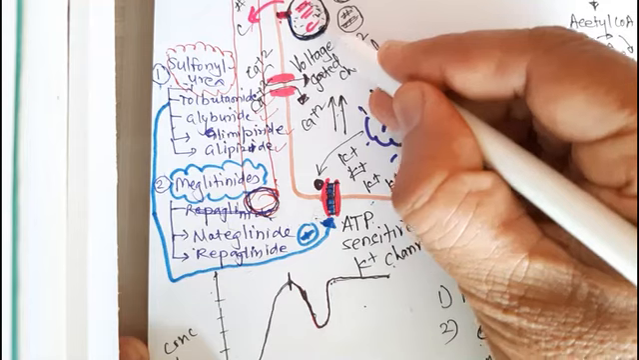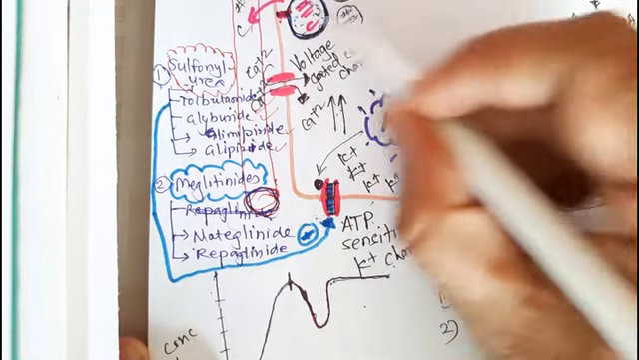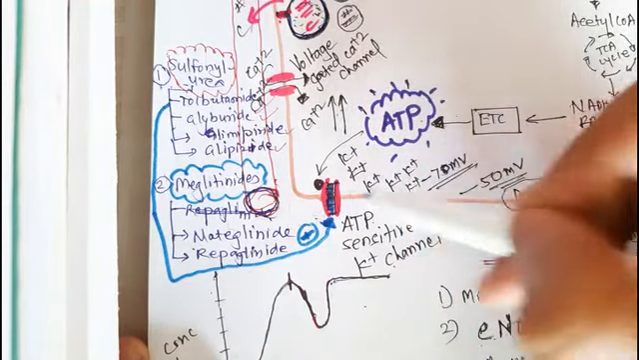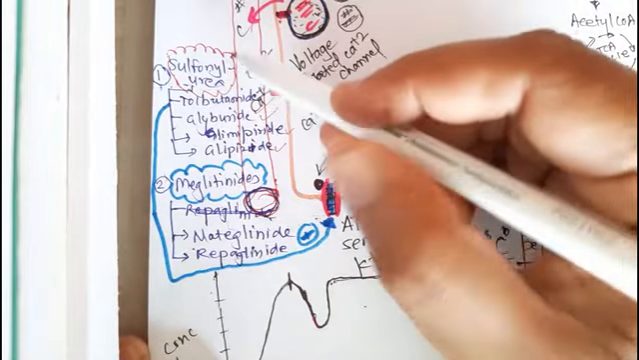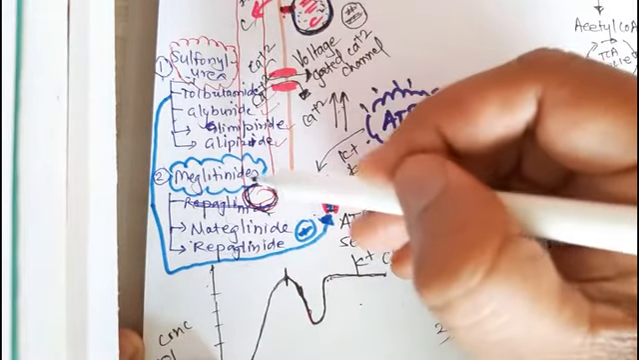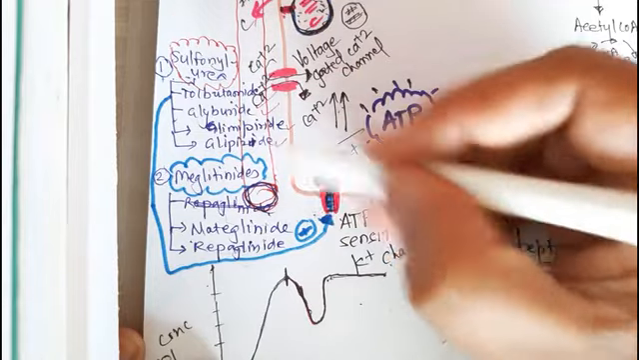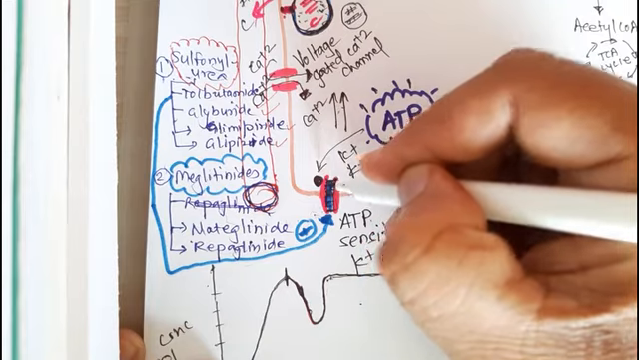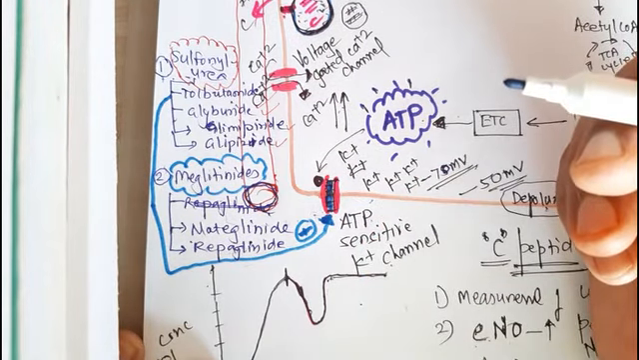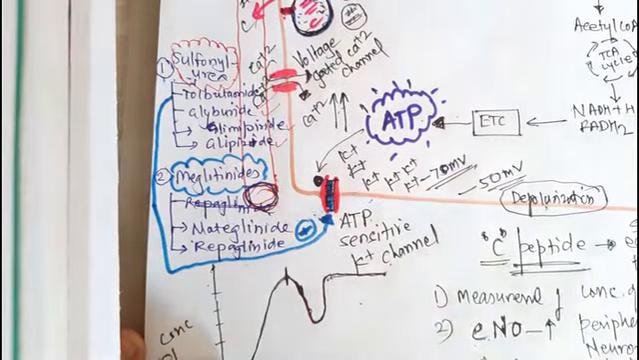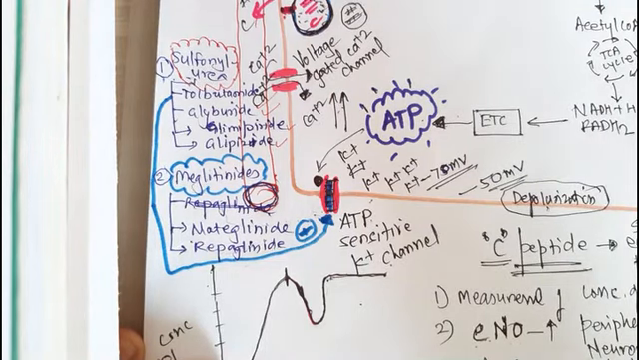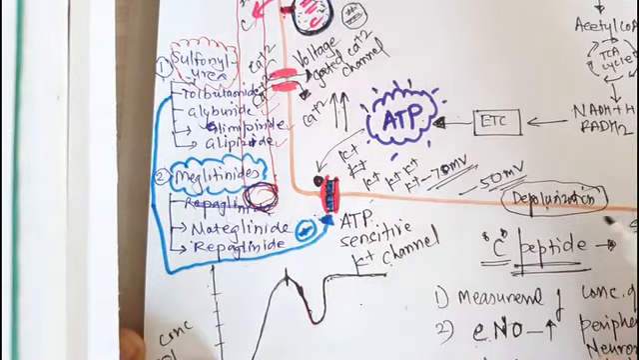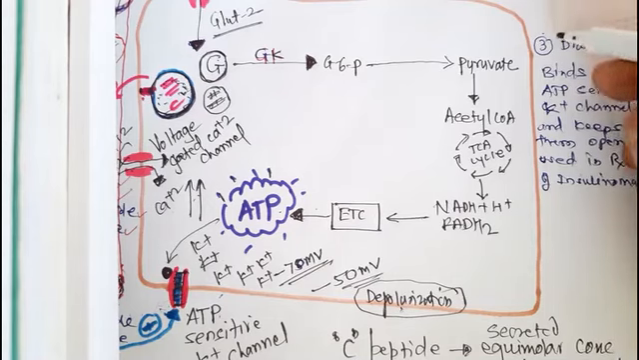So this mechanism we have seen in the last lecture, the channels and how they help. So these are the two groups of drugs, sulfonylurea and meglitinide group. These groups are generally used in the treatment of diabetes mellitus, particularly type 2 diabetes mellitus. Understood?